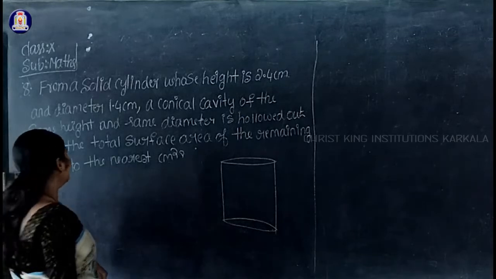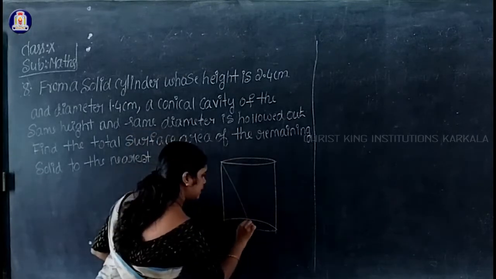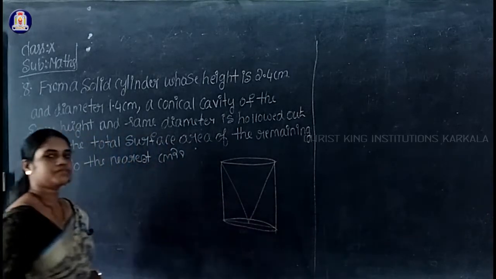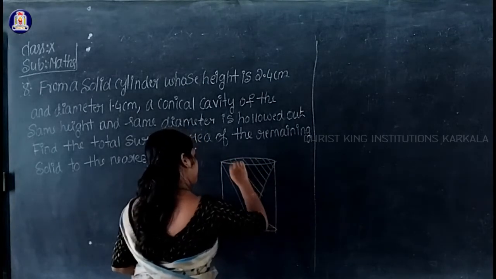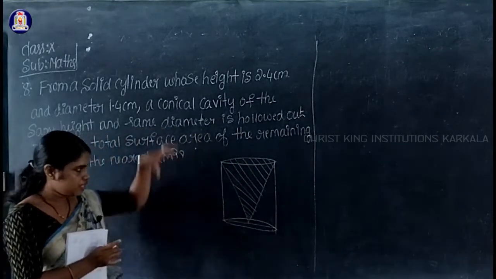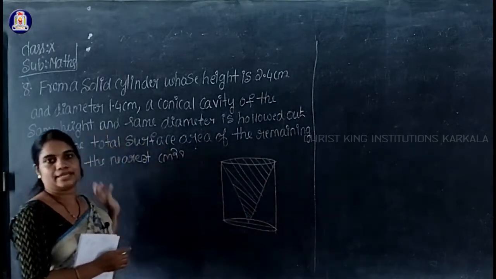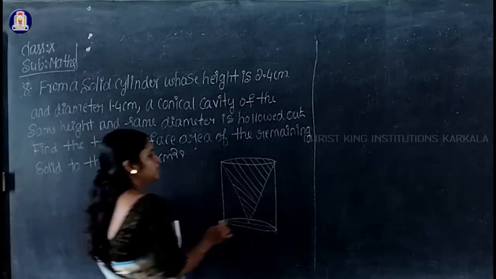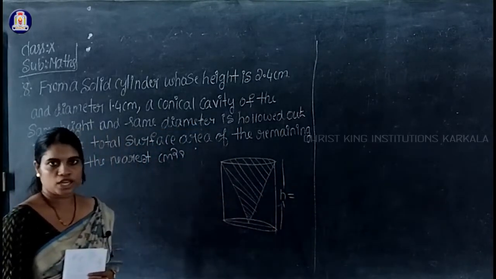Okay, so now what they have given, from this cylinder a conical cavity of the same height and same diameter given. Okay, so suppose if I consider like this, yes, see. So from this cylinder, what they will do? One conical cavity they will take out. Understood now? One conical cavity will take out. Okay. So in the question given, the height of the cylinder given. Okay. So the height of the cylinder and the height of the cone both are same here.